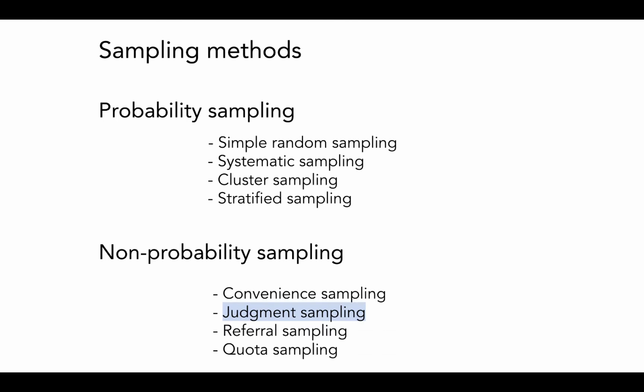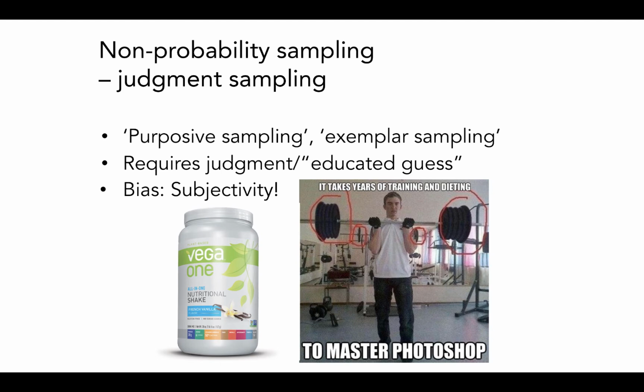The second type of non-probability sampling methods is judgment sampling. Judgment sampling is sometimes called purposive sampling or exemplar sampling, and it requires some sort of educated guess, so a sort of judgment in terms of who would be a good person to include in your sample. So it's still very subjective because certain members will have a smaller chance of selection than others.